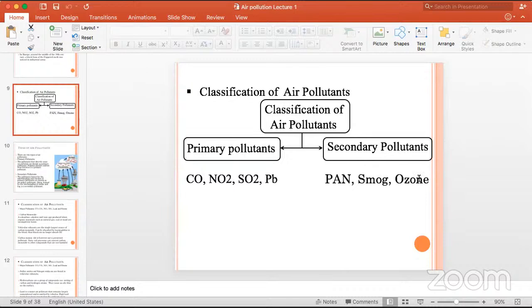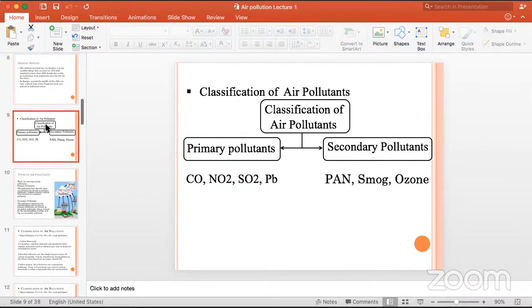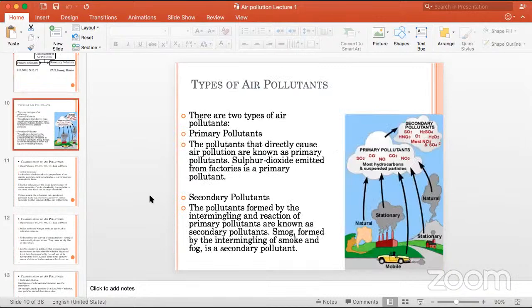So you might easily get a question in the exam about this: primary air pollutants and secondary air pollutants. So these are directly causing, and these are a mixture or a reaction of two or more primary pollutants together. Is that clear?